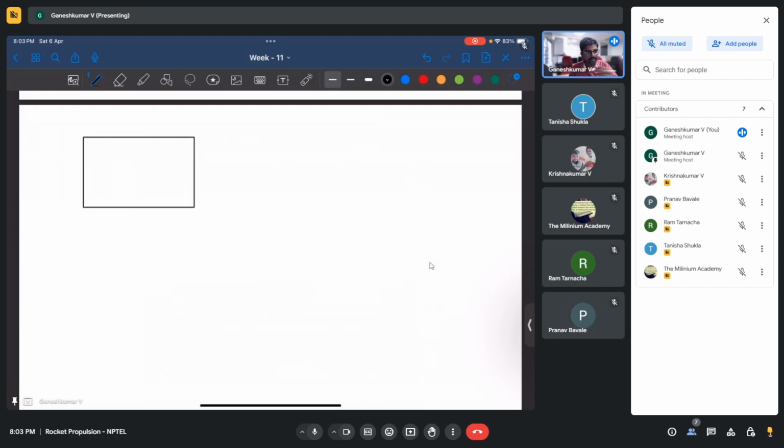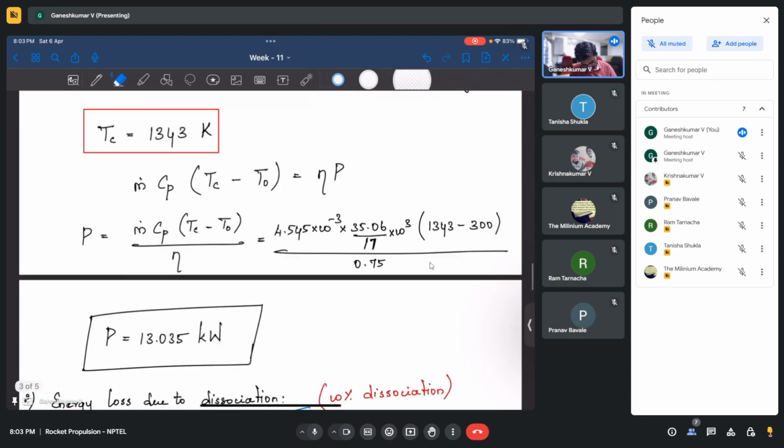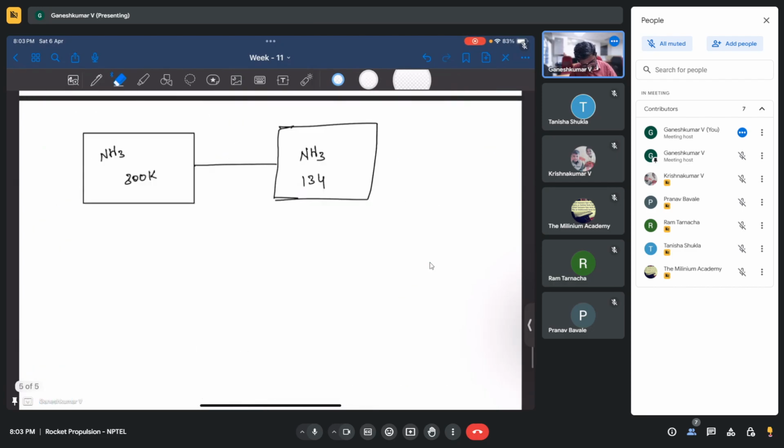So I'm trying to explain it in an easier manner. Initially you have NH3 gas, which is at 300 Kelvin. Now in the chamber, due to electrical heating, because of some power input, it has raised its temperature from 300 to 1343 Kelvins because of some Q dot or power input with some efficiency. Because of that, we have heated up. This is from one thermodynamic state to a second thermodynamic state.